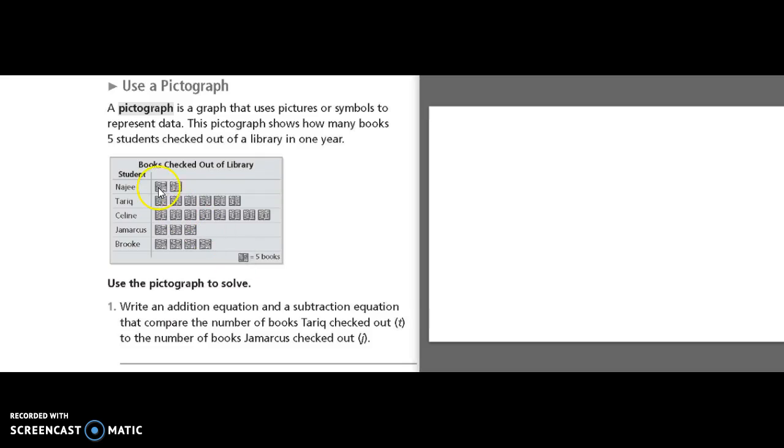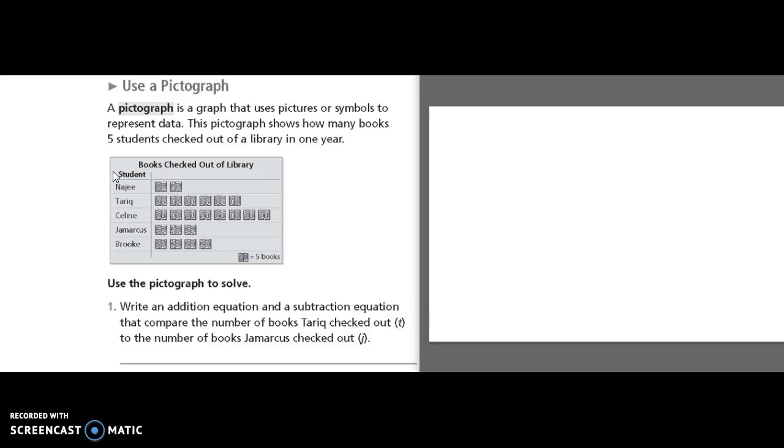So when I'm looking here, each of these people has a different amount of books that they read. Some of our questions are going to ask us to just visually look at the graph. So if I'm just looking at it, I can probably say who has read the most books, and that's going to be Celine. Right, she's read the most. And then I can say who has read the least, and that's going to be Nahi right here. So we are going to be looking at how we can use equations and this data in order to solve problems. So let's look at our first question.